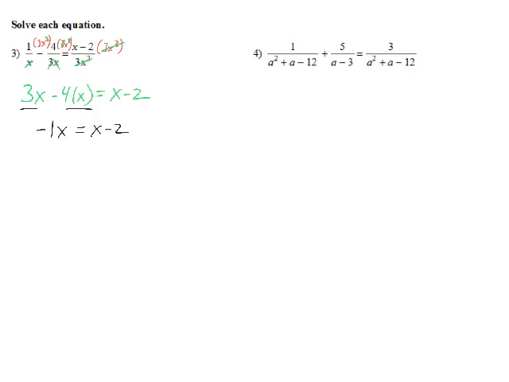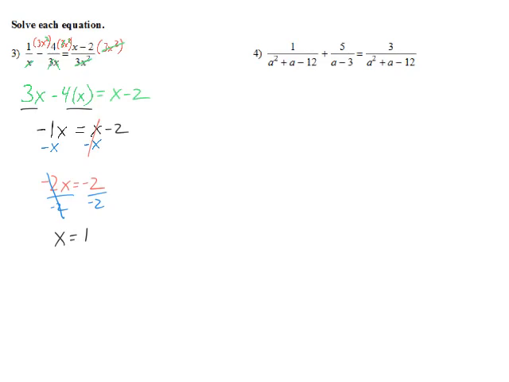And let's solve. So let's move the x's to the left. So I'm going to minus the x over. That would leave me a negative 2x equals negative 2. And when I divide both sides by negative 2, because I'm trying to solve to cross that out, I get x equals negative 2 divided by negative 2, which is positive 1.